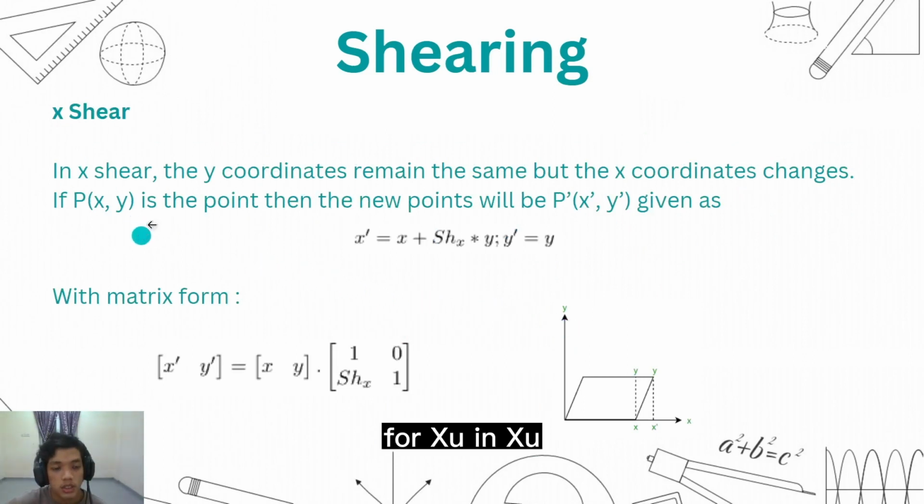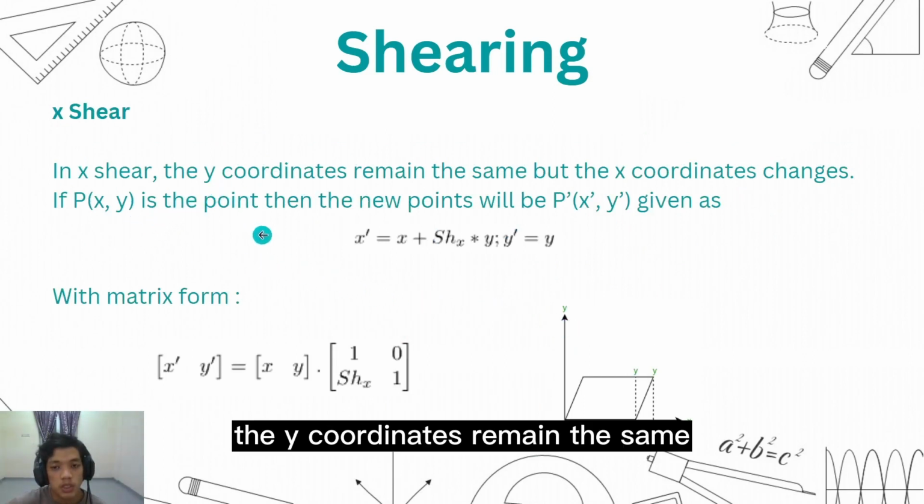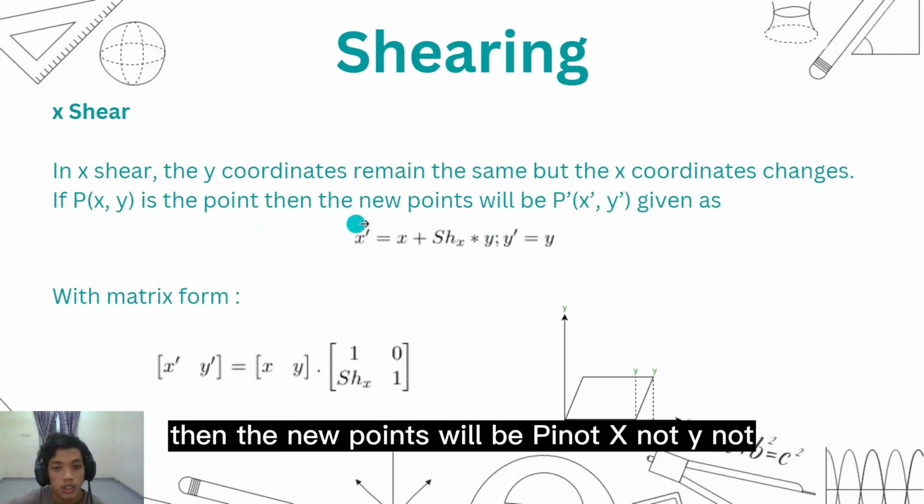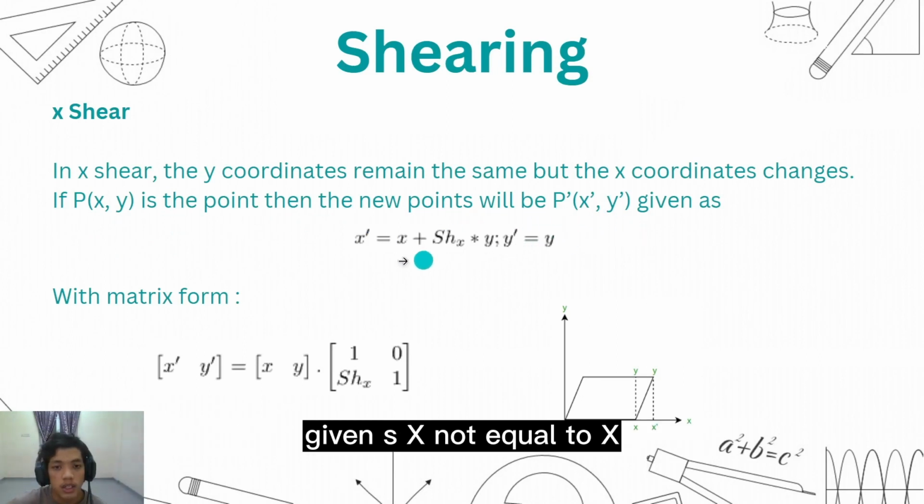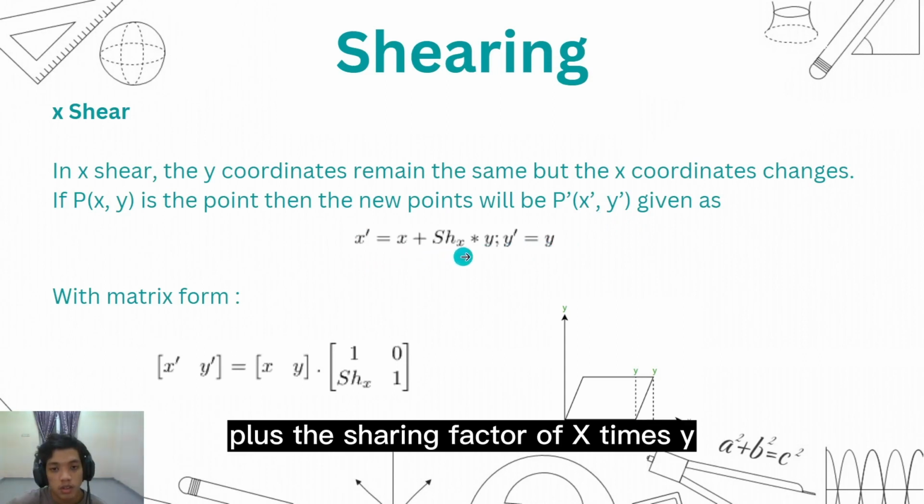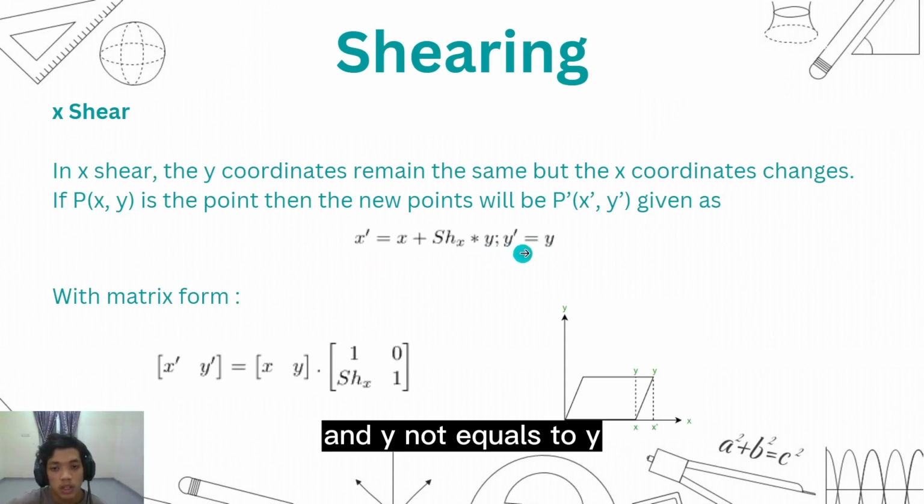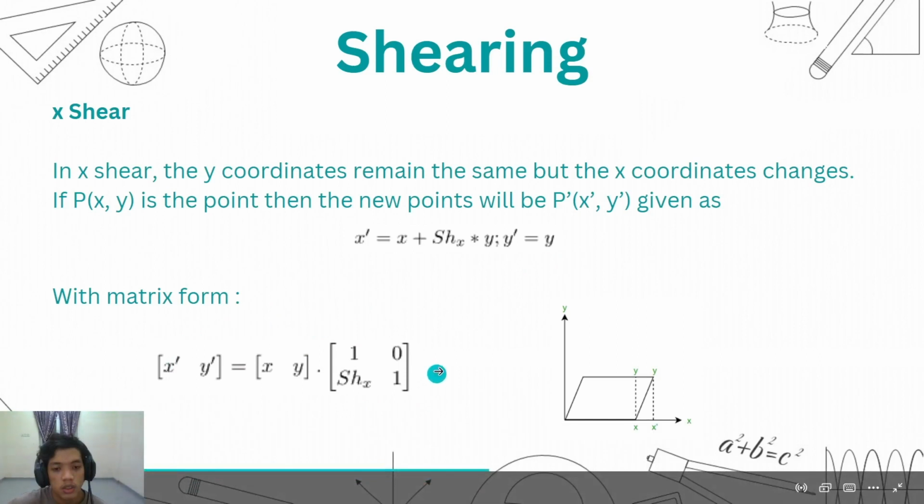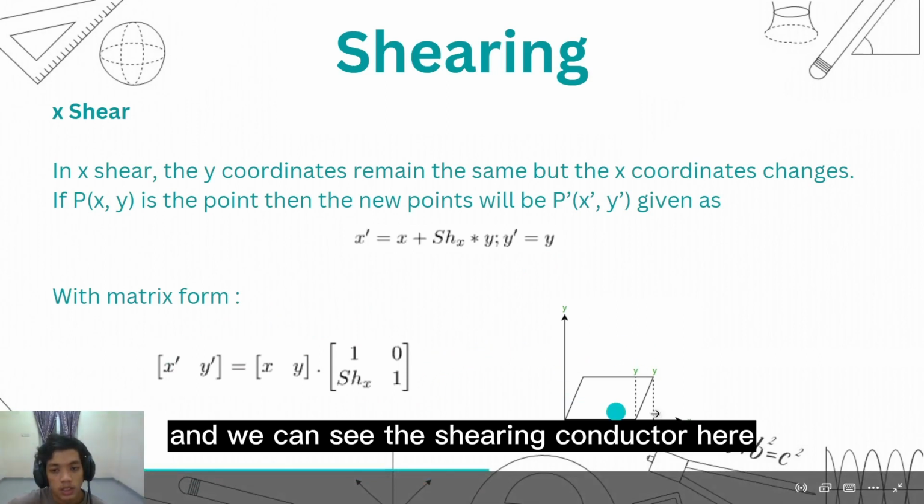In x shear, the y coordinates remain the same while the x coordinate changes. If P(x, y) is the point, then the new point will be P'(x', y'), given as x' equals x plus the shearing factor of x times y, and y' equals y, which remains the same. The matrix form can be shown here, and we can see the shearing conducted here.